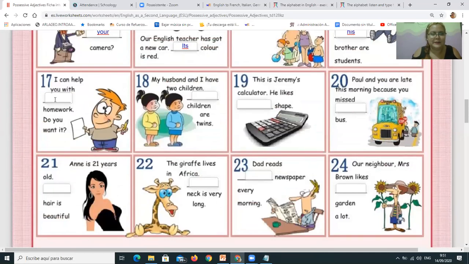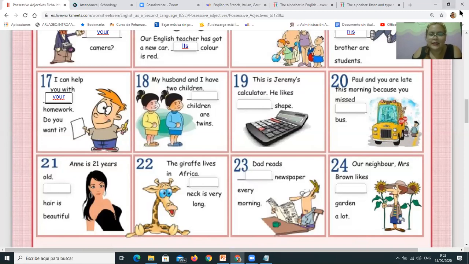Number 17. Eric, I can help you with your homework. Te puedo ayudar con tu tarea. I can help you with your homework. Look, that is number 17. I offer my help to you.